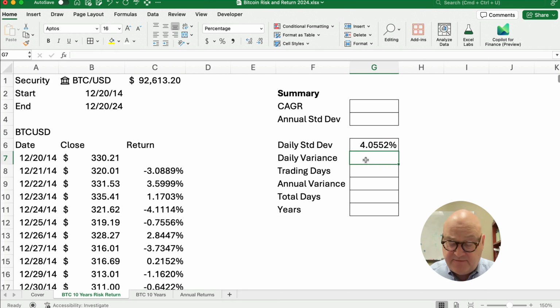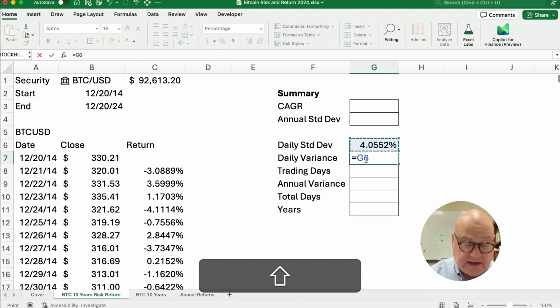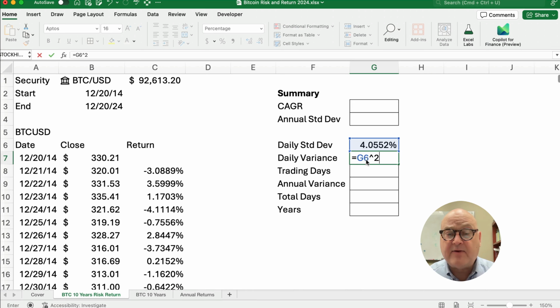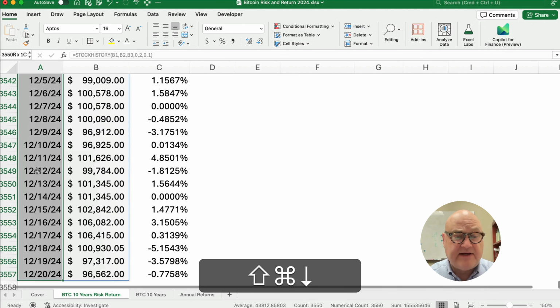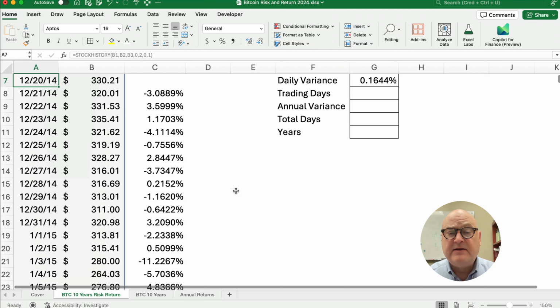Now, the daily variance is going to be the 4% squared, so we take it to the second power. All right, so now we have the daily variance. And how many trading days are we talking about? Well, we can count. You can easily do this and count.